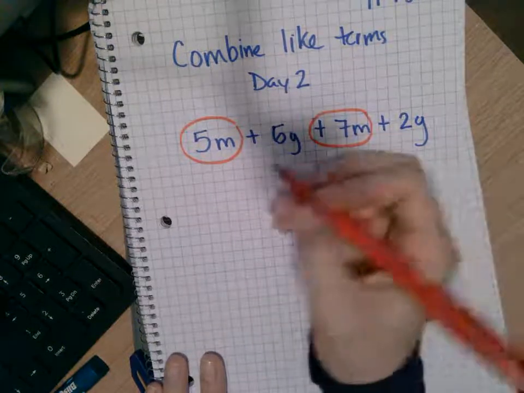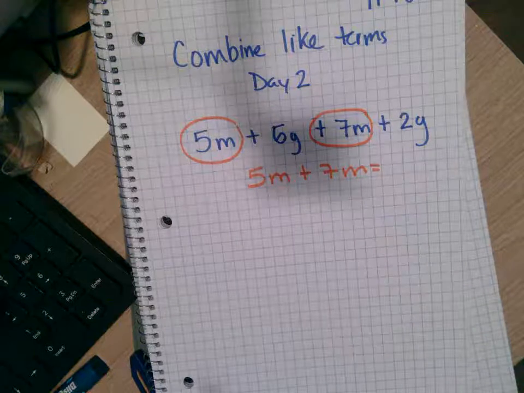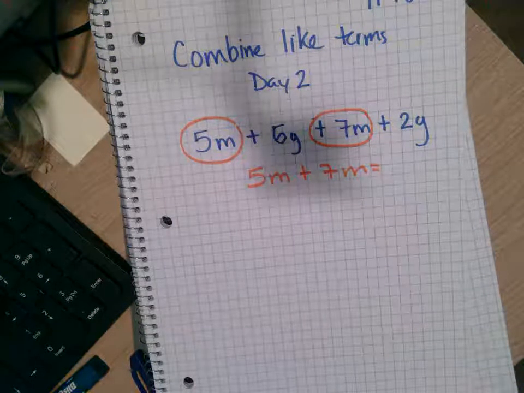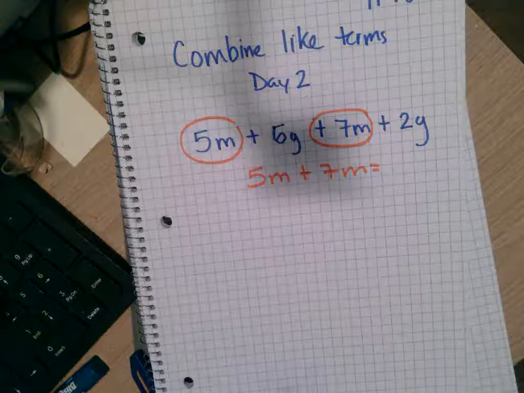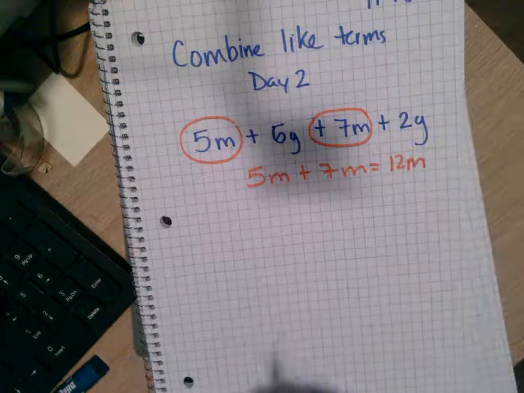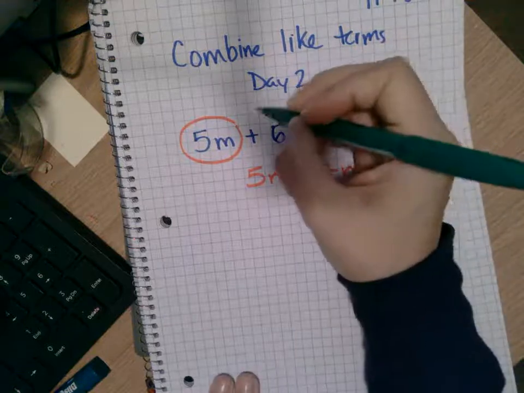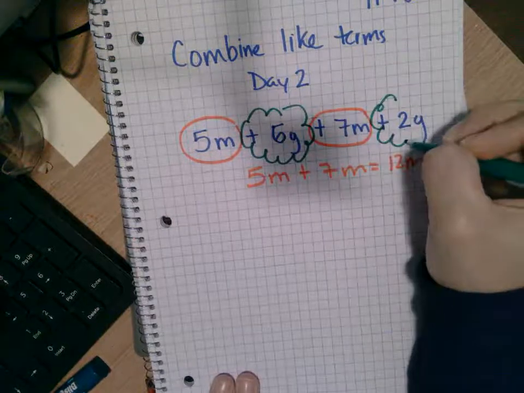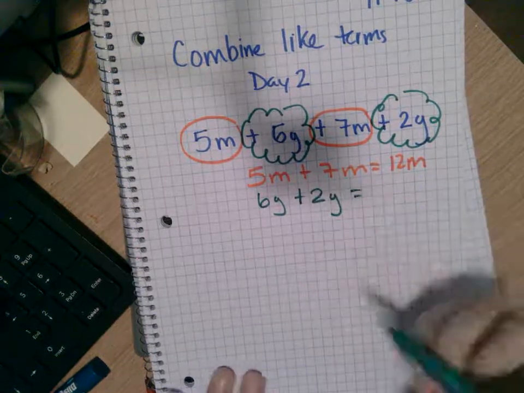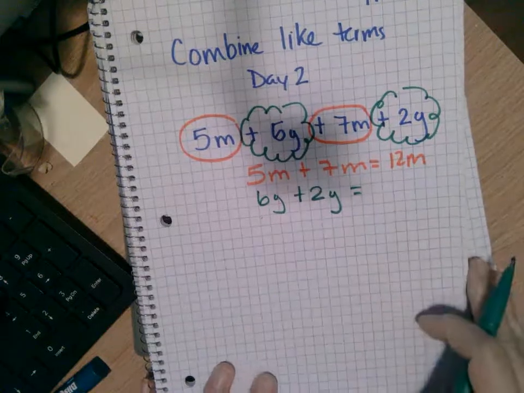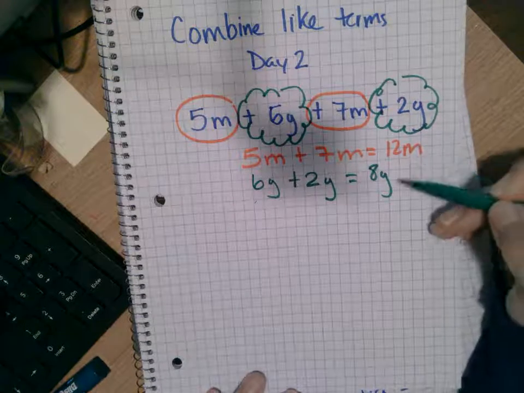And that's what I'm going to combine. So 5m plus 7m. So 5 monkeys plus 7 monkeys. 12 monkeys, exactly. Now we have this y. That's a 6y. I know it looks kind of funny. I'm going to bubble that in. So I have 6y plus 2y. So 6 yo-yos plus 2 yo-yos is 8 yo-yos. Now, can I put the m and the y together?